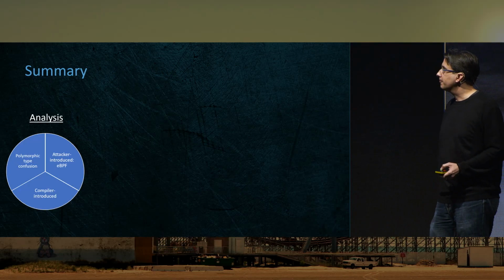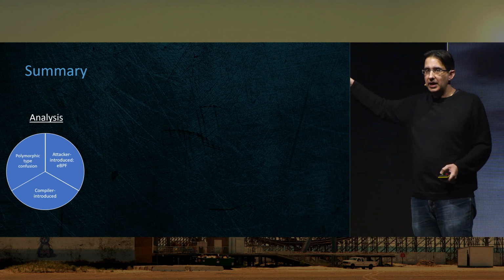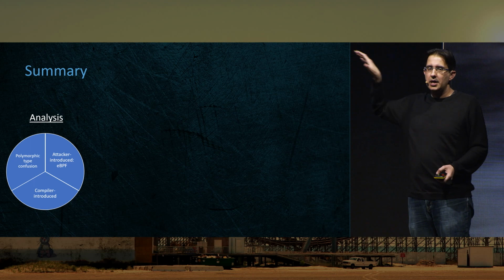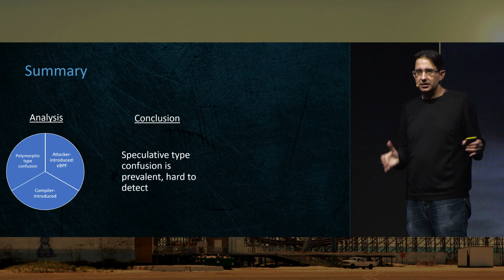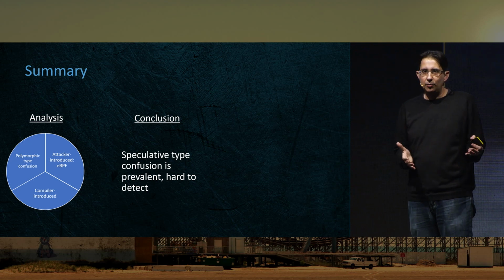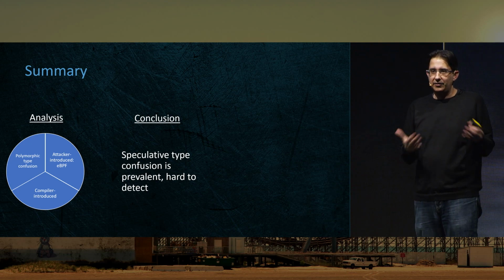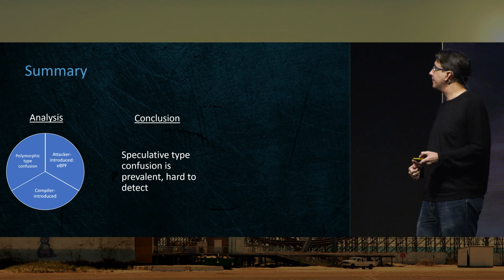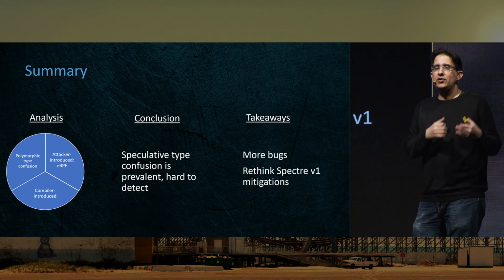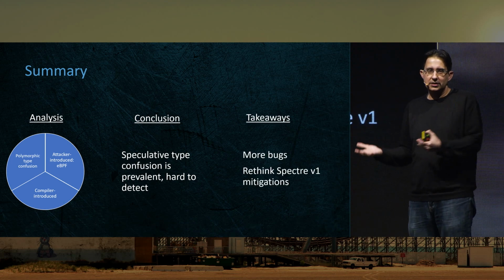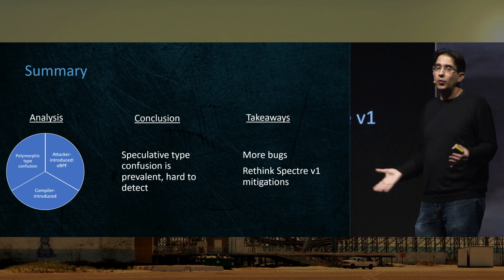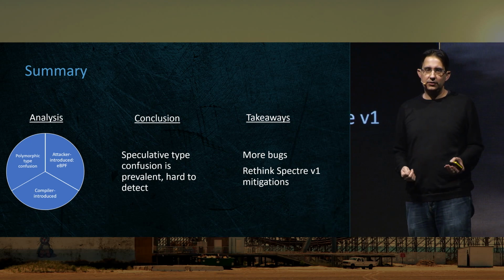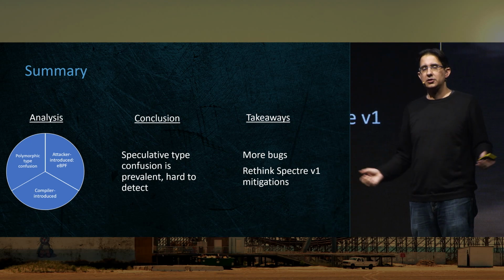To conclude, I showed you that speculative type confusion vulnerabilities exist in the wild, both exploitable and latent vulnerabilities. These gadgets are very insidious. They can materialize because of compiler optimization. Programmers have a very hard time reasoning about them. So the takeaway is that if you are an attacker, go look for these. I think the analysis we did is just the first step. And if you're a defender, we need to rethink how we are defending against Spectre variant 1. It's not a solved problem.